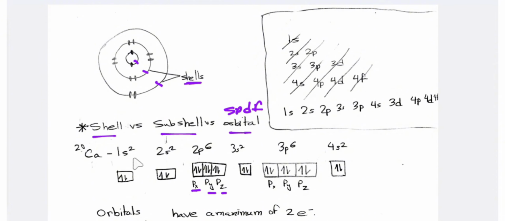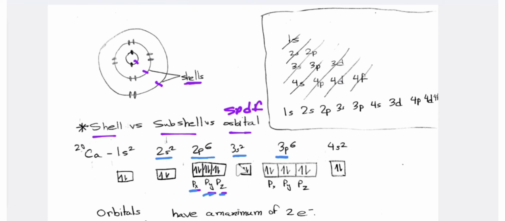So for shell, subshell and orbital, there are 1, 2 and 3 shells. Now shells are divided into subshells, that is 2s2 and 2p6. These are the 2 subshells. Then 3s2, 3p6. These are the 2 subshells. And the subshells are further divided into orbitals, that is px, py and pz.